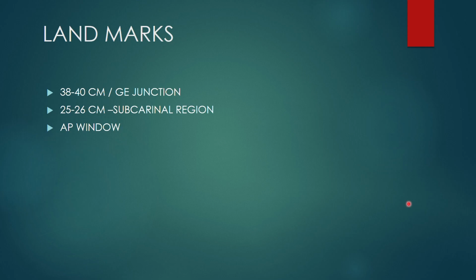So one needs to remember 38 to 48 centimeters for the GE junction for stations 8 and 9, 25 to 26 for the subcarinal region, and slightly proximal is the AP window.